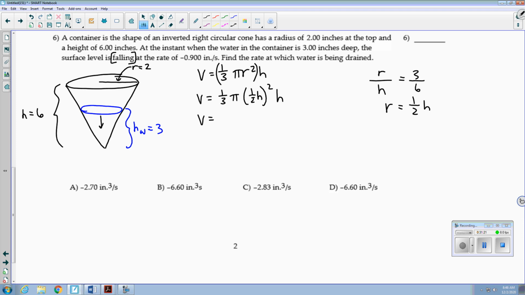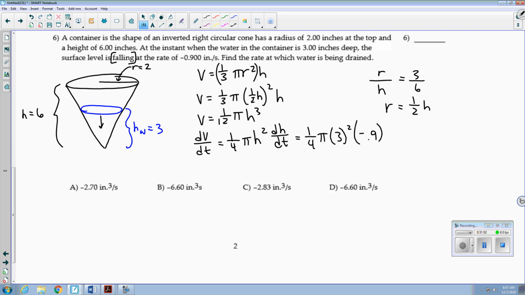So we're going to clean this up before we differentiate. Squaring the 1/2 gets me 1/4, so I'm going to have 1/12 out here, pi, and then h squared times h is h cubed. Now when we differentiate, we just have a nice power rule over on the right side, not product rule. So we're going to have 1/4 pi h squared dh/dt. 1/4 pi, at the time the height is 3, and dh/dt is negative 0.9. Plug that into our calculator, and we'll get our answer.